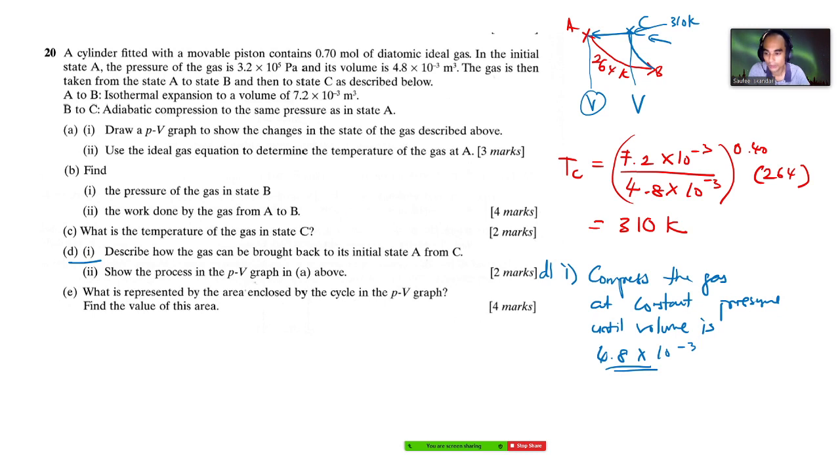Okay, show the process in the PV graph above. So this will be the graph, A to C to A. Then E: why is it represented by the area enclosed by a cycle in the PV graph? Find the value of this area. What is this area actually? This area, the closed area of A, B, and C, and goes back to A.